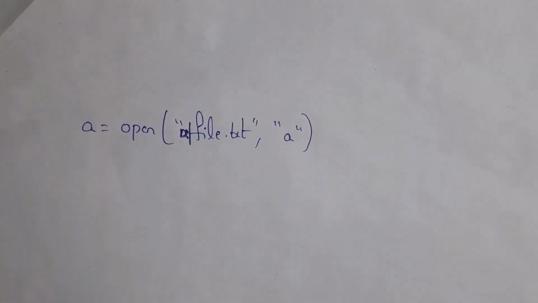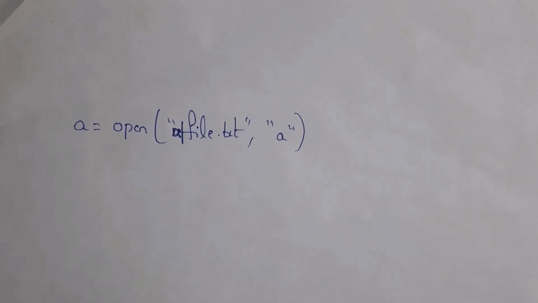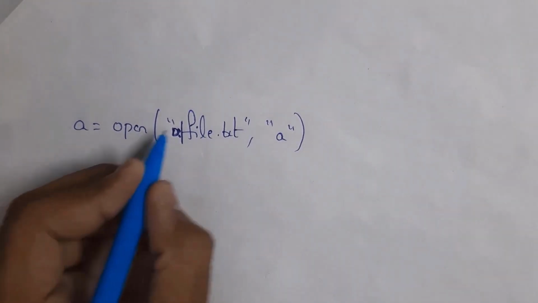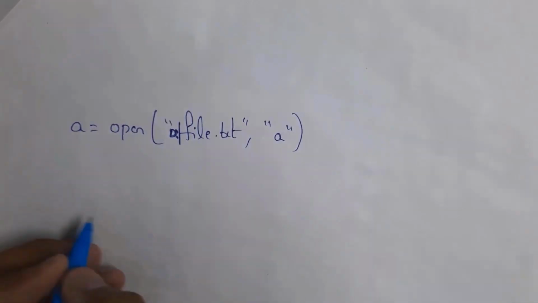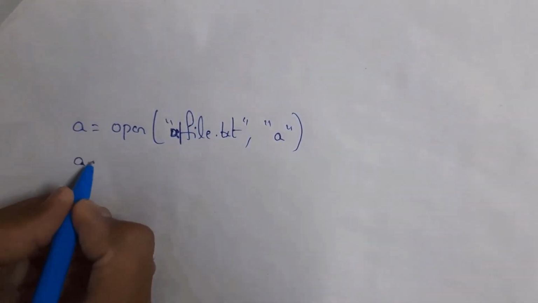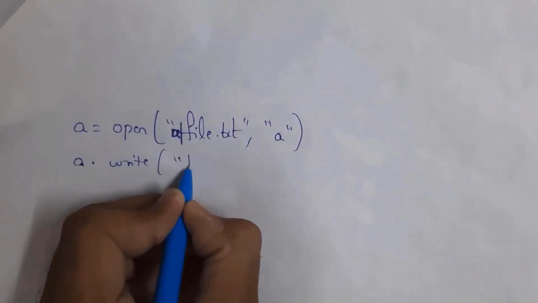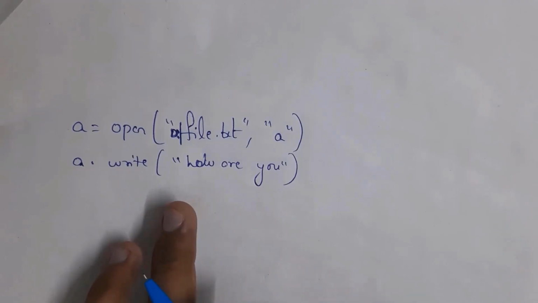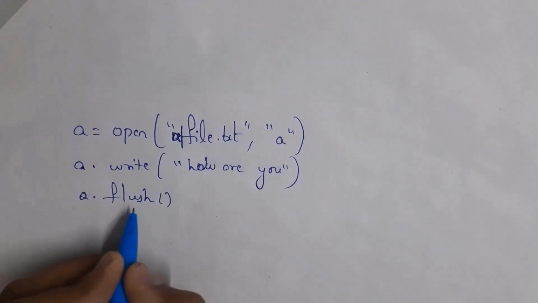Next I will explain the use of the flush method. For example, I want to add the text "how are you". So I write here a = open("file.txt", "a") in append mode, and I want to add the text how are you, so just write a.write("how are you"). But I don't want to add how are you, I want to add hello. So just write here a.flush().